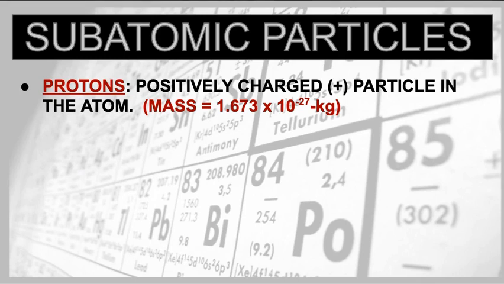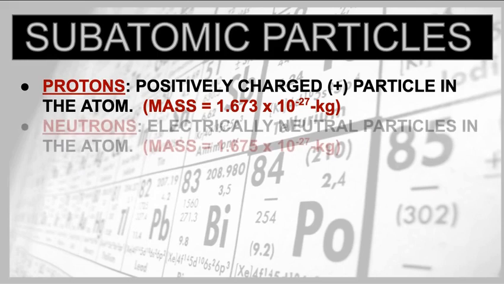So protons. Protons are positively charged particles in the atom. And there you can see the mass. They're tiny, 1.673 times 10 to the negative 27th kilogram. So that means we take and move that decimal 27 places to the left. So that means there's 26 zeros before that 1673 kilograms. That's how small they are.